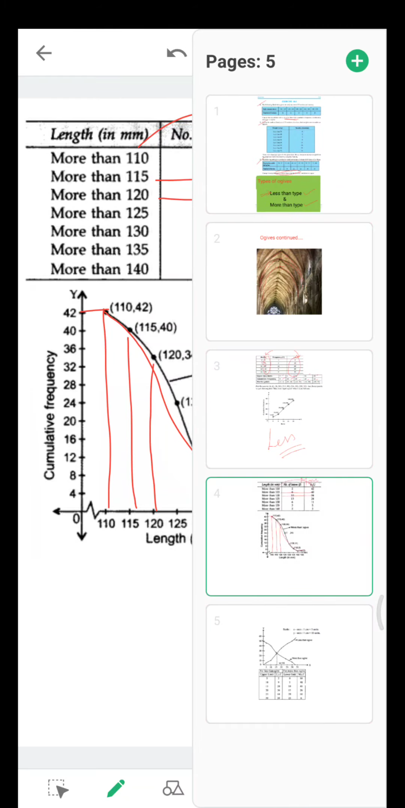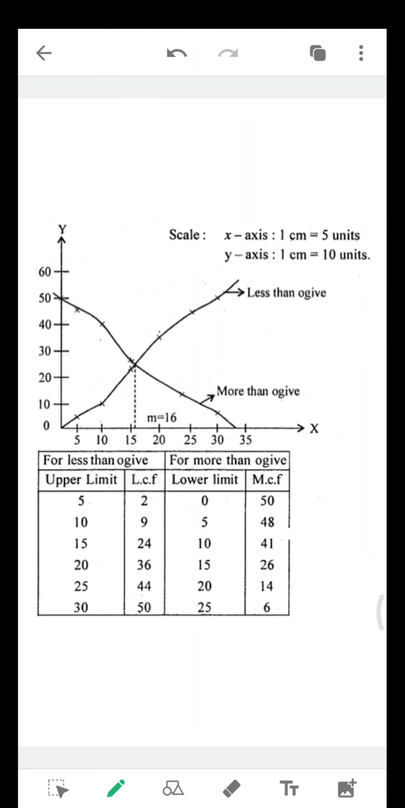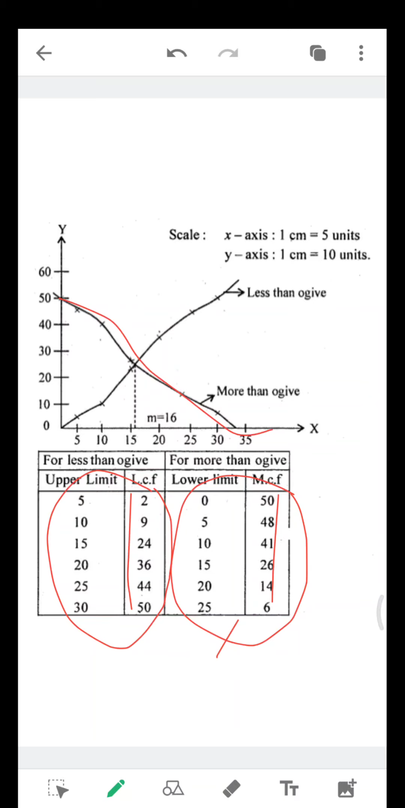In some questions both the ogives can be drawn together. If it is asked to draw both the ogives, less than as well as more than, you can make the less than cumulative frequency curve. See, it is increasing, it's in ascending order, and more than cumulative frequency will be descending in order. So these are ready made here, and these two, less than and more than cumulative frequency curves, are plotted. This is the less than one and this is the more than one.